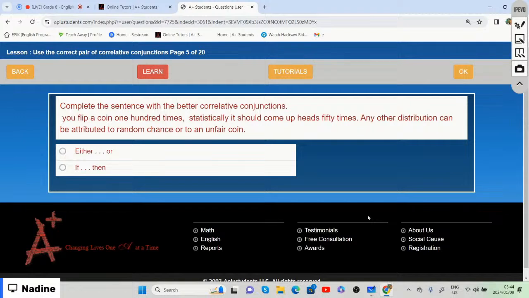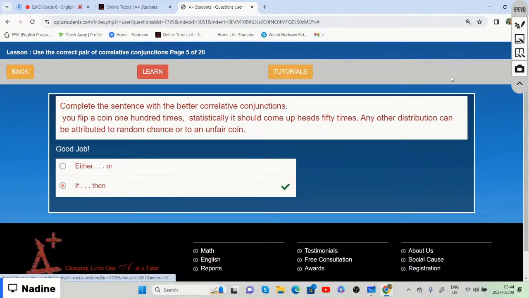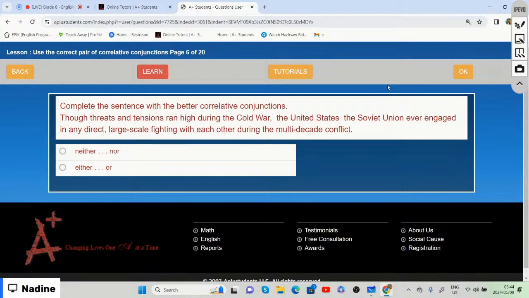All right, so if we choose the better correlative conjunction to complete the sentence, then we're going to say, if you flip a coin 100 times, then statistically it should come up heads 50 times. Any other distribution can be attributed to random chance or to an unfair coin. So the second one is correct. So well done. The second one is correct. All right, let's do two more and then we're done.